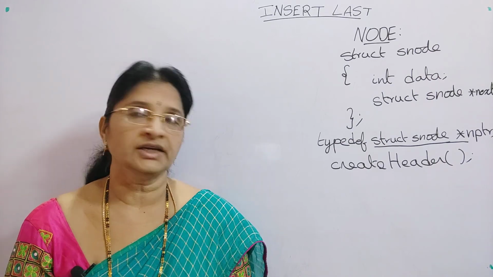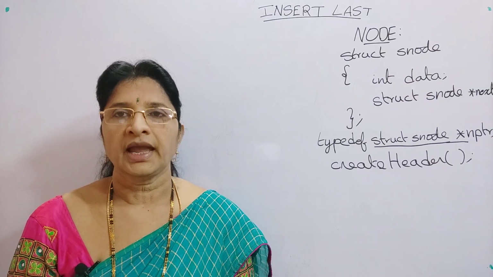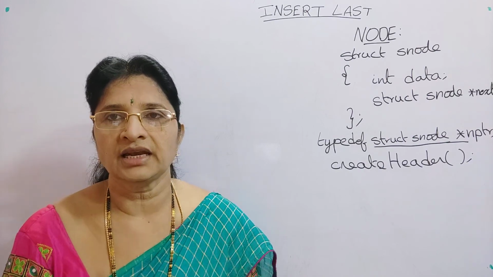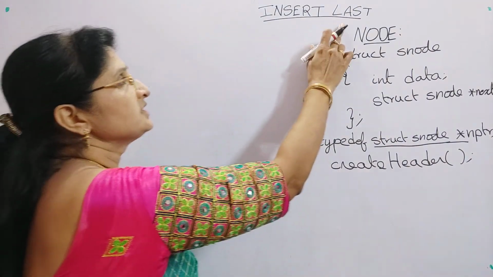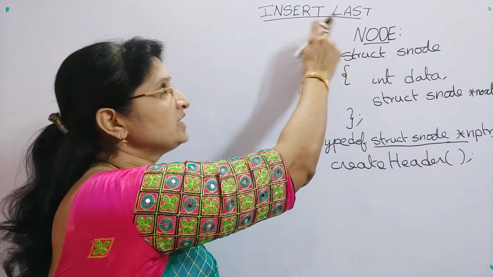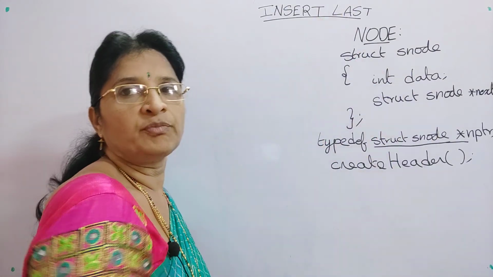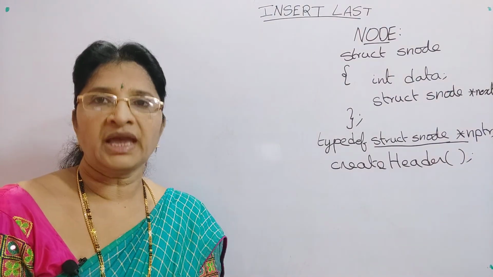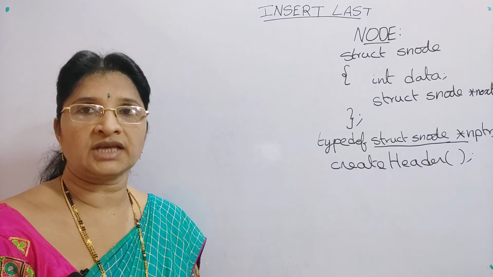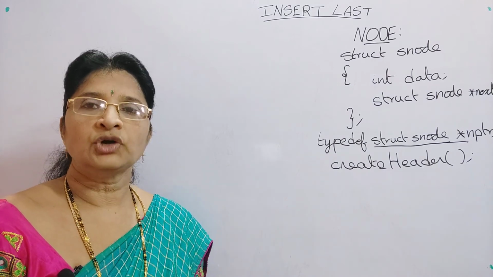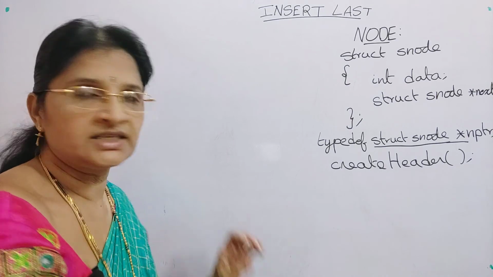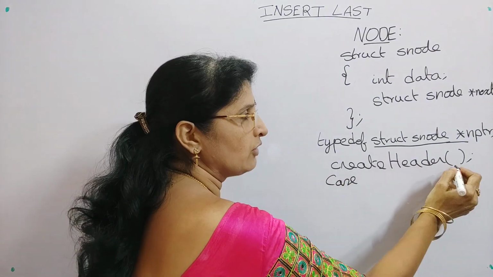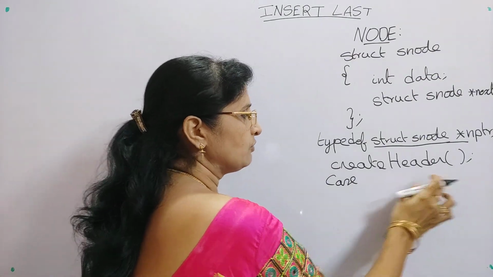Now we are trying to insert elements into the linked list. I want to insert a node at the last of my list. Here also we have to consider some cases. First of all, the first case is, suppose we have just created the header. After creating the header, what do we have to do?